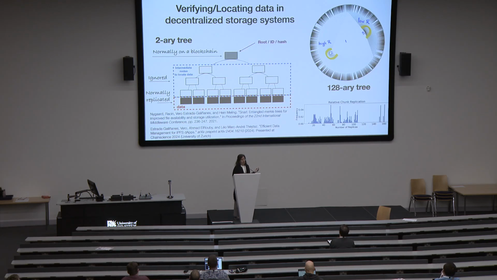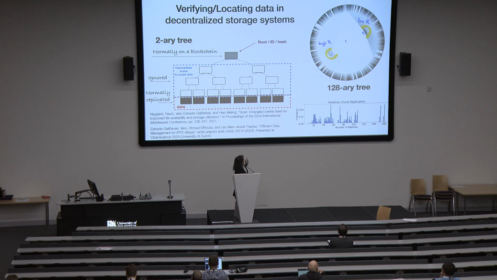Another thing that I have been working on is protecting trees, like Merkle trees, because tree structures are used in decentralized storage systems to locate data or to verify the integrity of the data. On the left, you have just a simple binary tree where normally the root may be stored in a blockchain and all the intermediate nodes and the data itself are stored off-chain. When stored off-chain in a peer-to-peer network, you need some redundancy to protect these blocks, but there are different situations. In some cases, only the leaves are replicated and the other part is ignored. So then these chunks are lost, and then data is not available anymore.